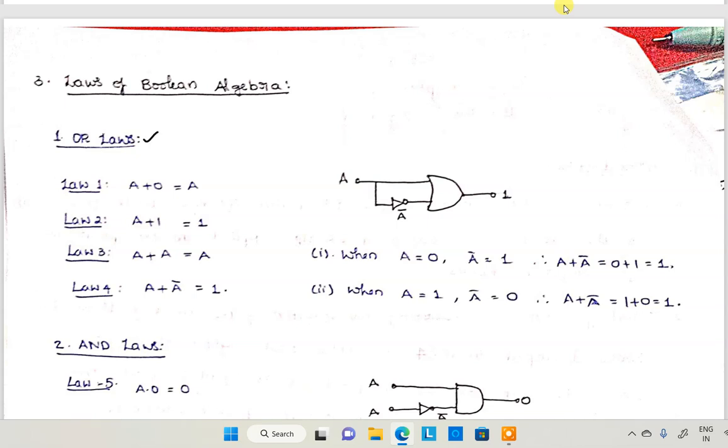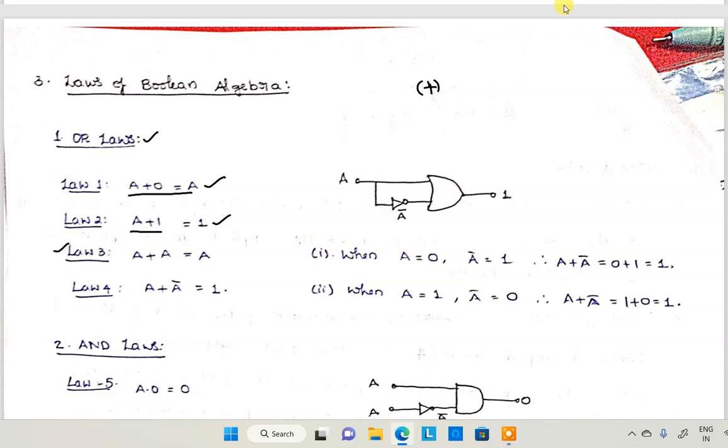OR is represented here by plus, addition. Clear? OR is represented in digital terms as addition. In the first law it is stated that a plus 0 is a, where a may be 1 or 0. That is the first law. In the case of a plus 1 is equal to 1, a may be 0 or 1, you add 1 to that, you will get 1.